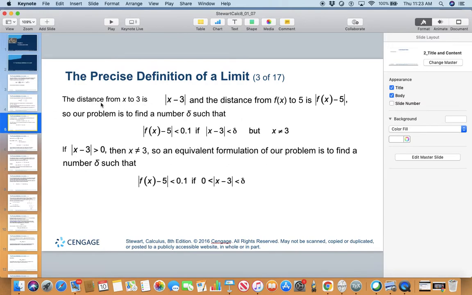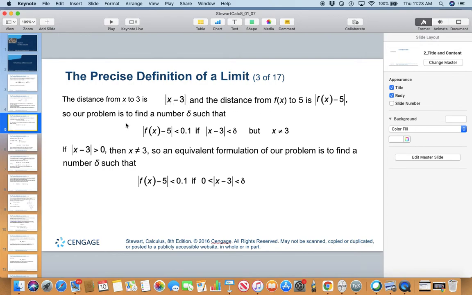In other words, now let's understand the meaning of distance. The distance from x to 3 is the absolute value of x minus 3. You see, x could be bigger than 3 or less than 3, so the distance is the absolute value of x minus 3. And the distance of f(x) from 5 is the absolute value of f(x) minus 5. Why do we take absolute value? Because f(x) could be bigger than 5 or less than 5. So absolute value ensures you get a distance. Distance is going to be a non-negative number. All right, so for distance, you take absolute value.